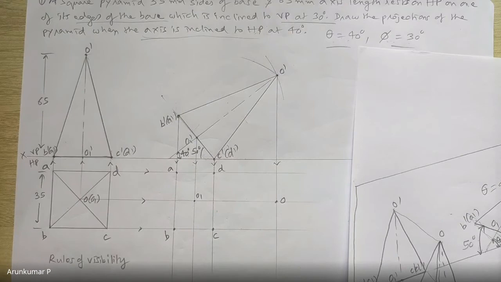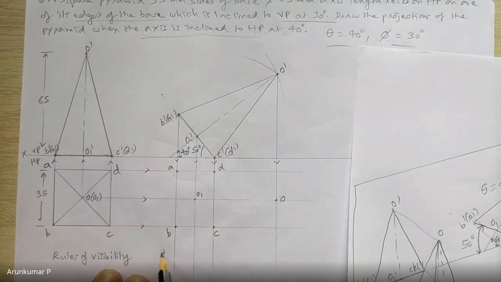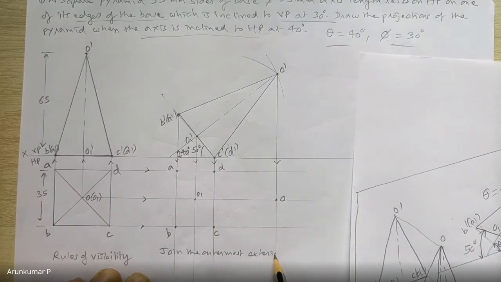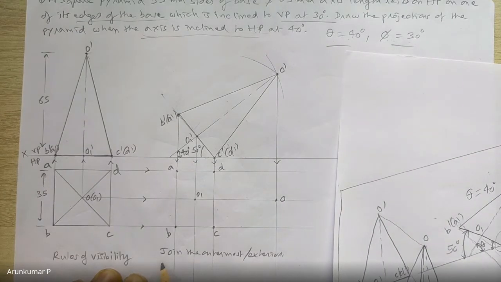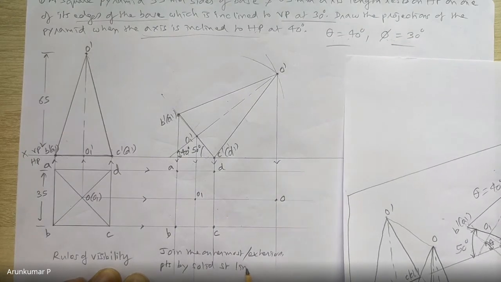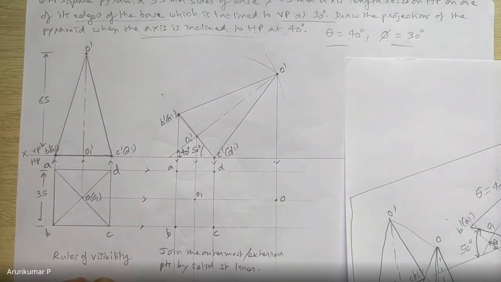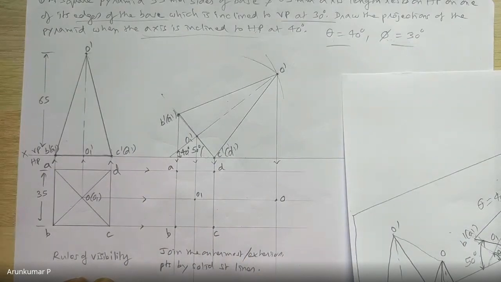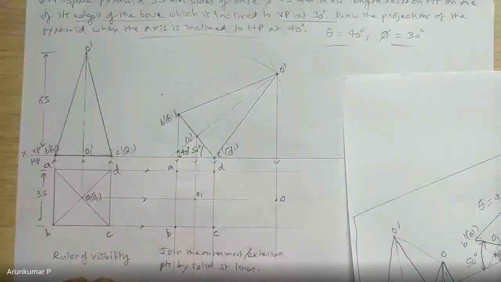If you want, I can write it down. Join the outermost exterior points by solid straight lines. This is the rule. Apply the rule here. Now tell me, there are 6 points. Which are the outermost exterior points? That means there is some interior point. So tell me which are the exterior points and which is the interior point.